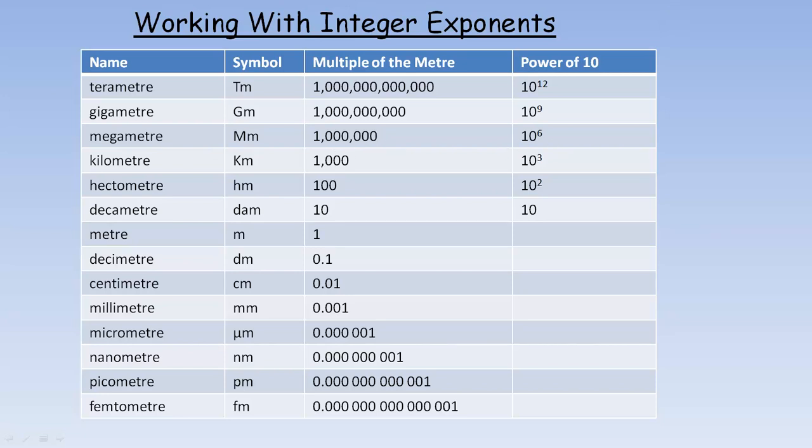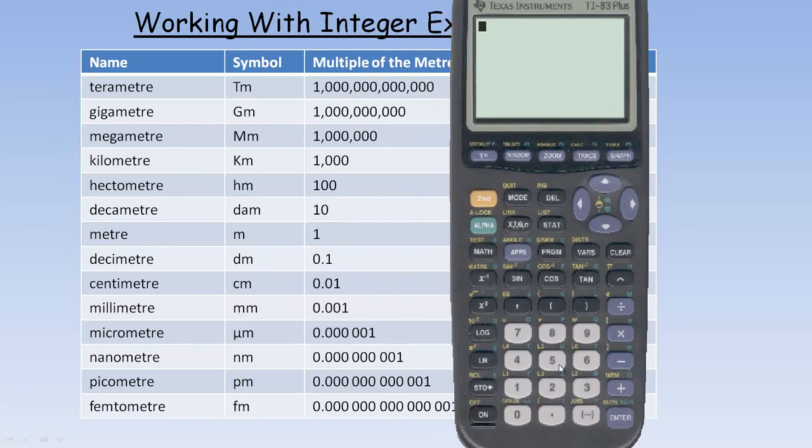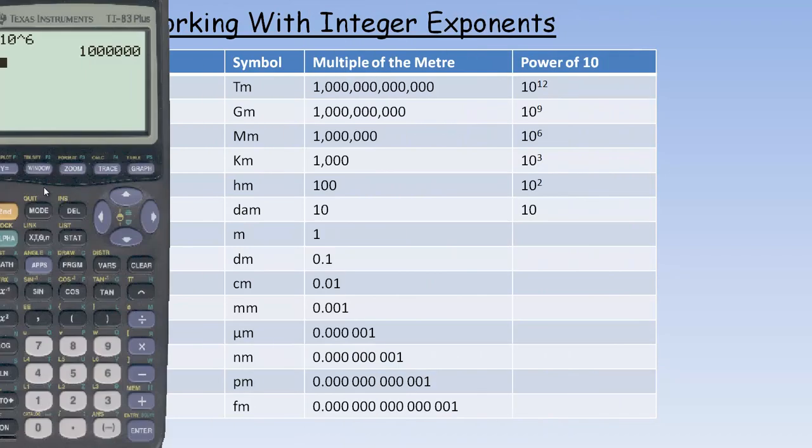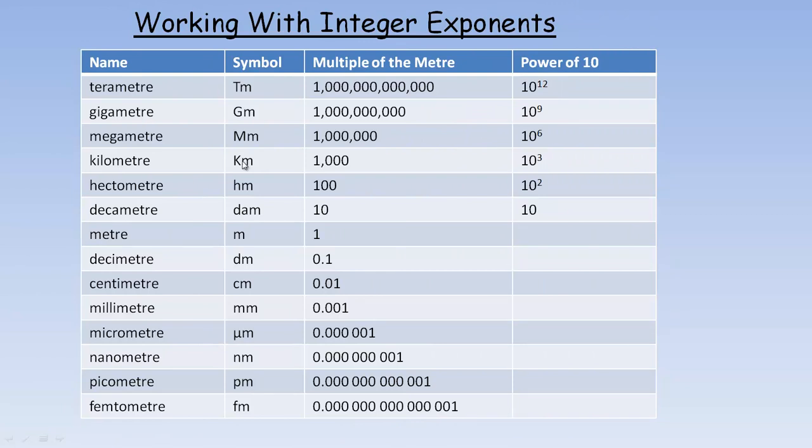And maybe I'll bring my calculator over here just to demonstrate some of this. So, for example, 10 raised to the power of 6 is a million. Is that million there? Kilo, K means 1,000, so that's 10 to the power of 3. Hecto means 100, so it's 100 meters, 10 to the power of 2. Deca means 10 to the power of 1, so that would be 10 meters. And then we have the meter, of course.